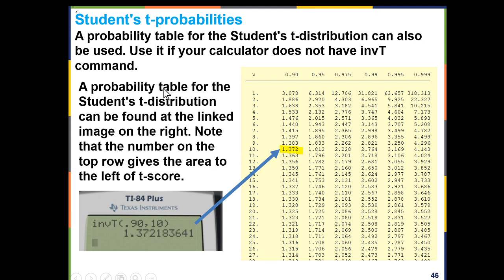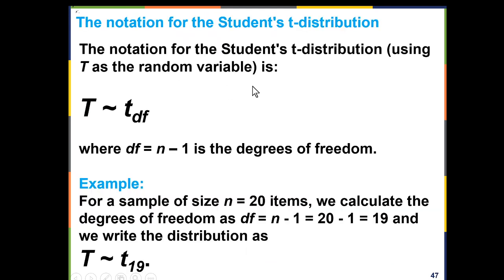Alright, so that's how we use the table if you want to use it. There is a notation for t-distribution. That's the notation. T has t-distribution, and the only parameter you need is degrees of freedom, and we put that parameter as a subscript of t. So when you see something like this in statistics, it means a t-distribution with degrees of freedom of 19. Okay? That's not sample size. That's n minus 1. So that's 19. So if you see this, that means the sample size must have been 20.